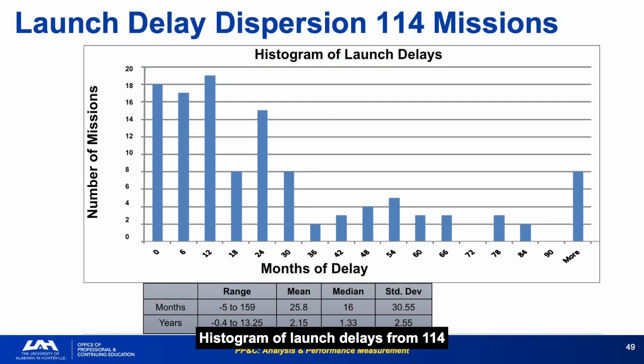Histogram of launch delays from 114 NASA missions. Range of -5 to 159 months. Mean of 25.8 months. Median of 16 months. Standard deviation of 30.55 months.